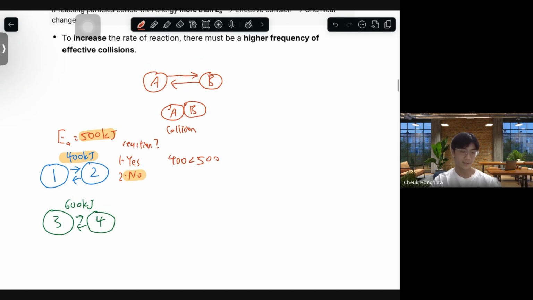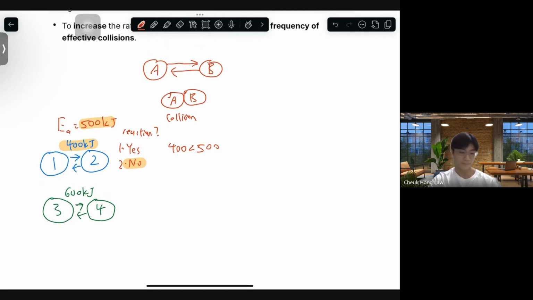Now let's look at particles 3 and 4. Yes or no? Now I want to ask you guys again. For particles 3 and 4, they collide with 600 kilojoules of energy. Will there be a reaction? Okay, yes. YW, Faith, both say yes. Good, because 600 kilojoules of energy is more than 500.